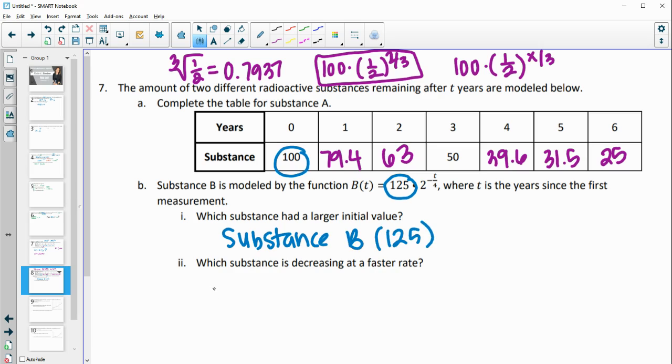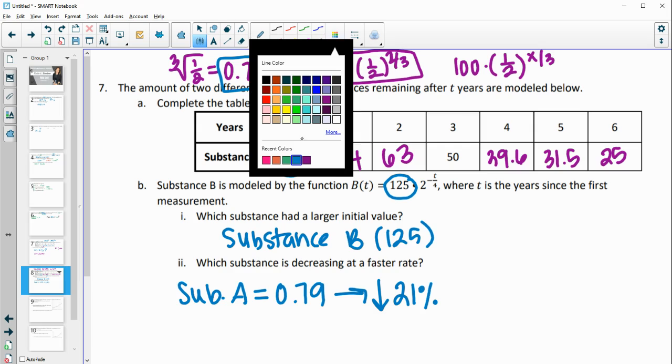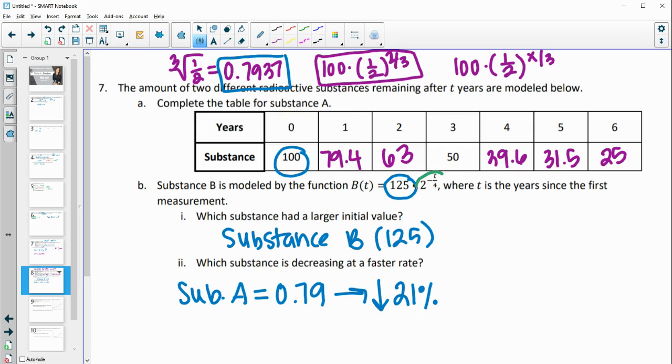And then part 2 of that, which substance is decreasing at a faster rate? So here's substance A, it has a growth factor of 0.79, which means that it's decreasing at about 21%. Then substance B has a growth rate in here. So we've got to figure this one out. We want to do 2 to the negative 1/4 power to figure out 1 year's rate. So if we do 2 to the negative 1/4 power, we get a yearly growth rate of 0.84.